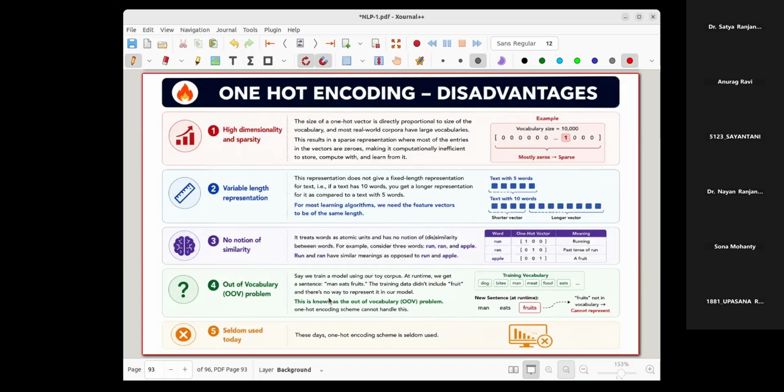So that's why we have read it. From this, we will go to the next one. Why? What are the disadvantages? So the first one is high dimensionality and sparsity.